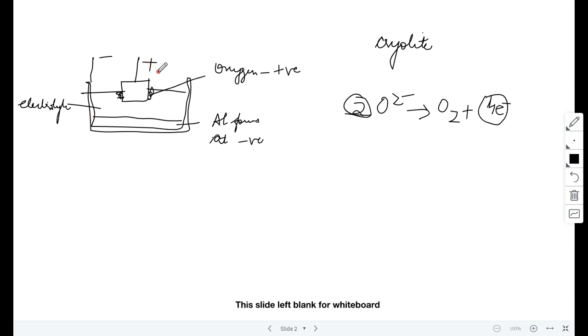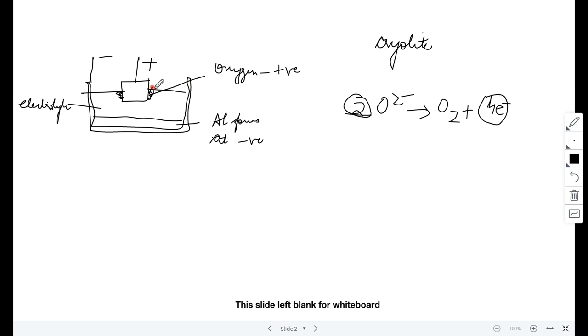The next part: the positive electrode in the cell is used up during the process. Explain why. I give you 2 marks for this question. Basically, oxygen reacts with carbon to form carbon dioxide. Excellent. These electrodes need to be replaced. They are made of carbon, so this carbon is going to react with the oxygen and carbon dioxide will be released.